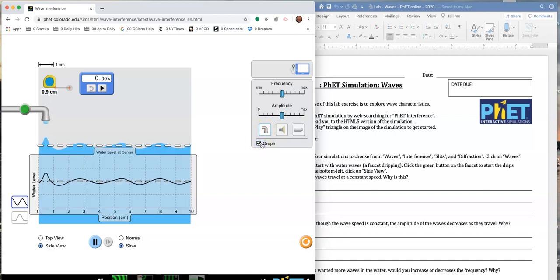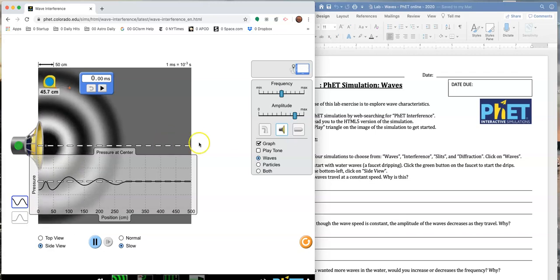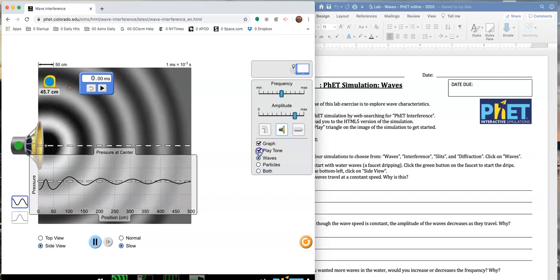You can also add a graph to take a look at how the amplitude changes and what the position is in centimeters. That might be helpful. The other things you can do are sound. So you can turn the sound on, and then it's making sound waves. And then play tone literally plays the tone. I don't know if this video is picking up the computer audio, but it's making a tone right now, and as you change the frequency, you change the pitch.